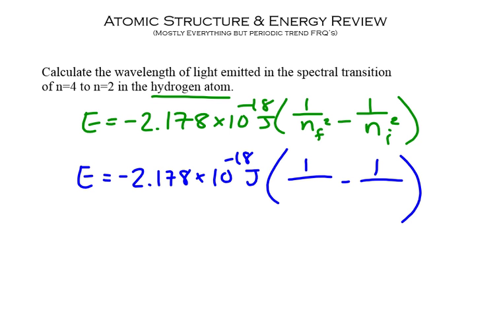What's my final, 4 or 2? Those are the options, yes. Final is 2. It said the transition of energy level 4 to energy level 2. So I'm ending at 2, I'm starting at 4, so I'm really having 1/4 over 1/16. Make sure that you're doing that correctly.